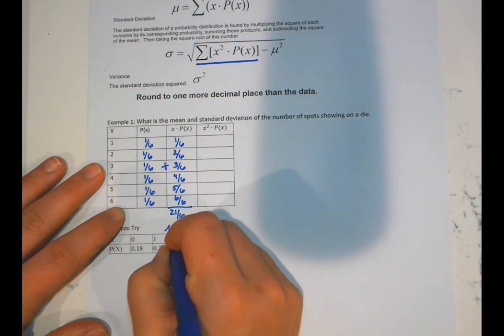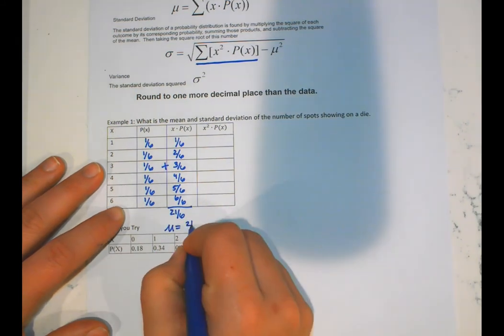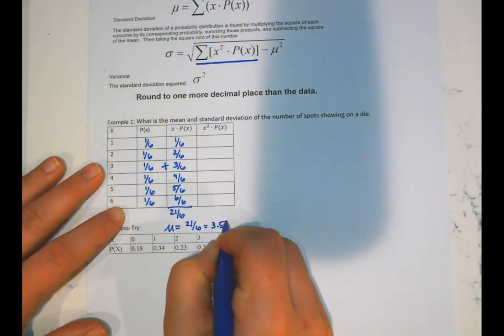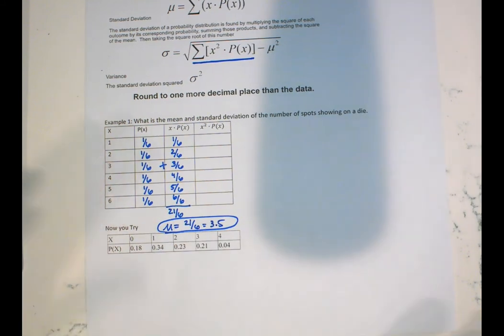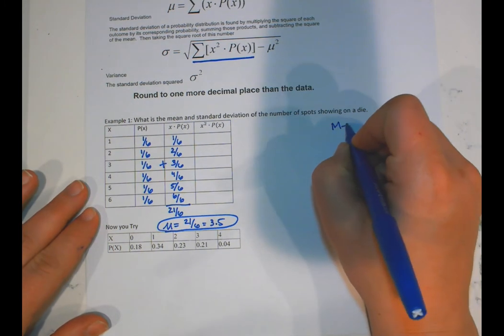So my mean here, 21/6, is 3.5. All I do is multiply X times P of X and add the values together. You don't divide in this case. This is not a normal mean. This is finding the mean of a distribution. So you're not going to divide by anything. You just add up all those values. So that's my mean, 3.5.